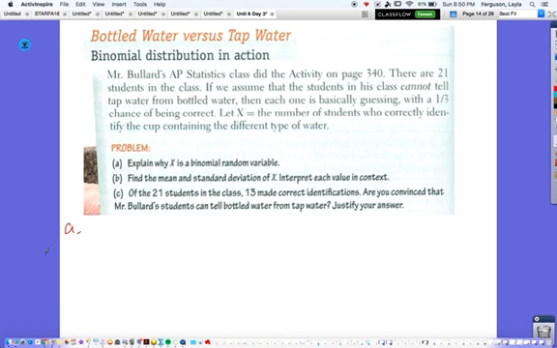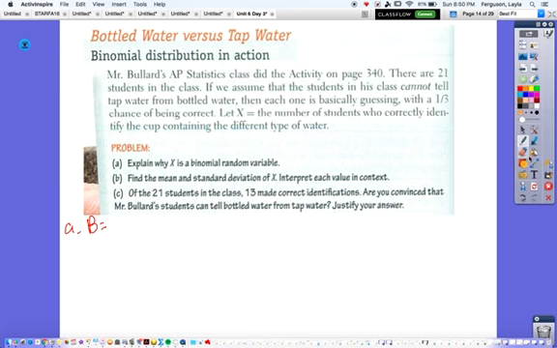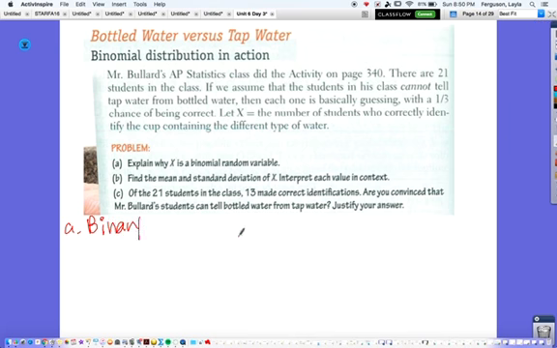And so for A, we would go through our bins again. So we would check on B, which stands for binary. So remember, with binary, we are basically looking to see if we have two things that we are talking about. And so one of them is a success, one of them is a failure.